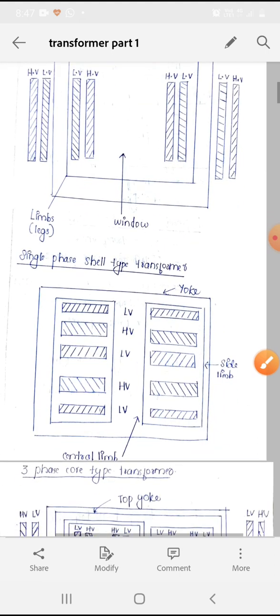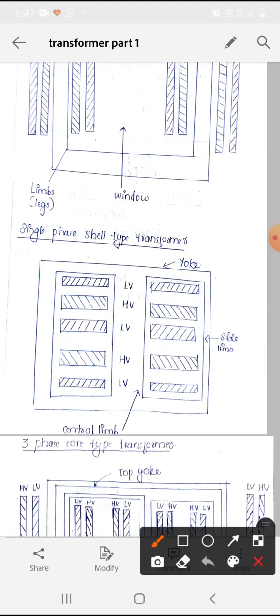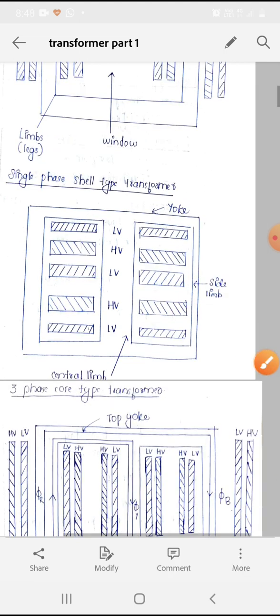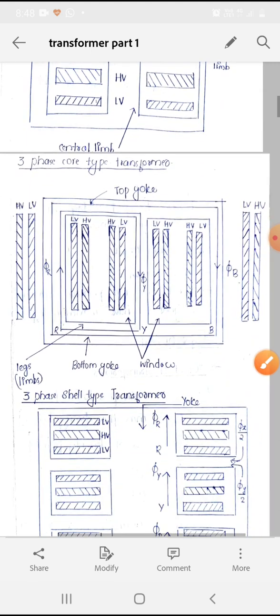Moving on to the single phase shell type transformer. So these are the windings, and this is the yoke, and this is the side limb, and this is the center limb. Moving on to the three phase core type transformer.